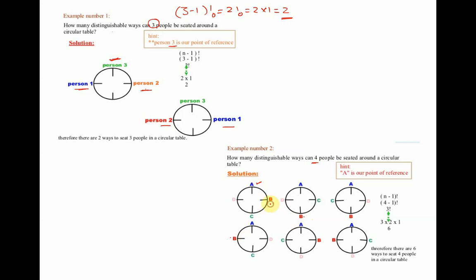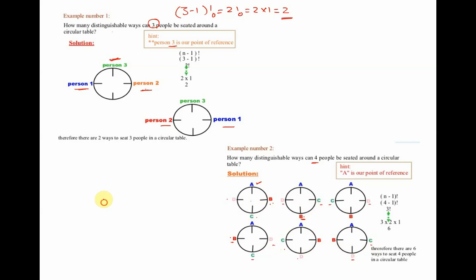If I am keeping B over here, then again I have 2 positions left. I can either use CD or I can use DC. If I'm seating B over here, once again I have 2 options. I can either have CD or DC. If I am having B over here, I can either use CD or DC. So how many possibilities are there? 1, 2, 3, 4, 5, 6.